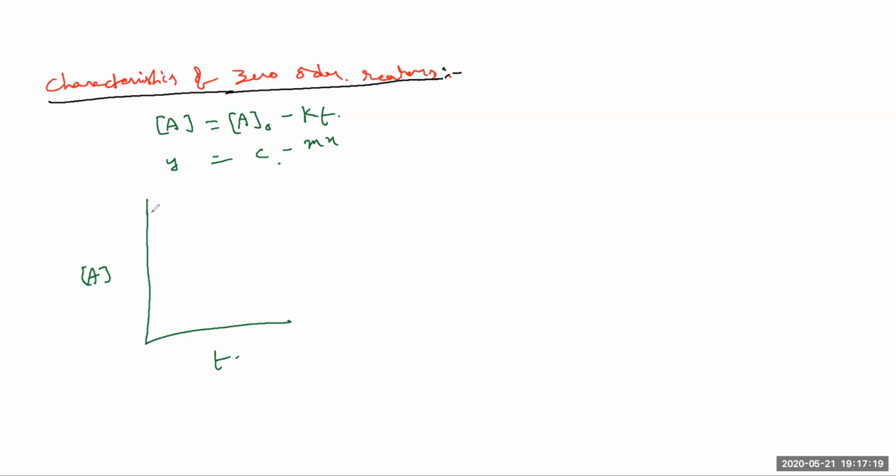Next, slope. The slope becomes minus k. It is the initial concentration A naught.